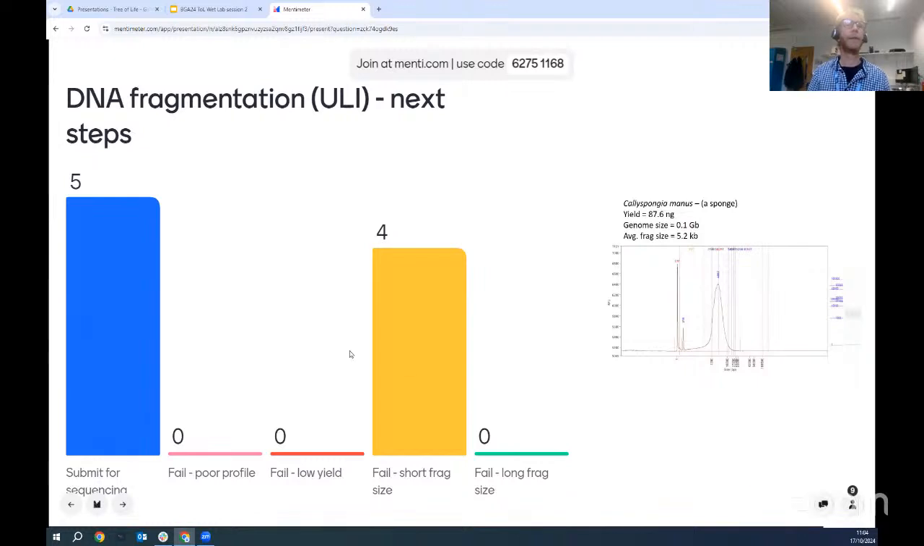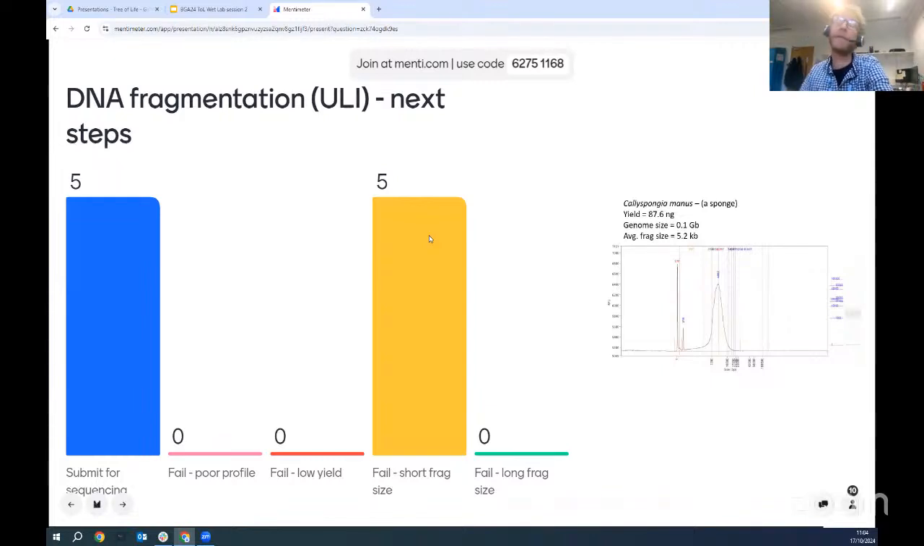Okay. So, wow. Okay. So we have 5 people suggesting submit for sequencing, 5 short fragment size. Yeah, this is again where the subjective nature of decision making comes into play.